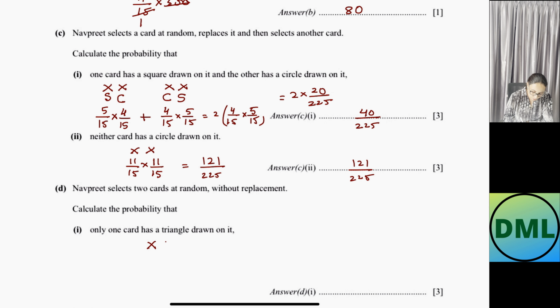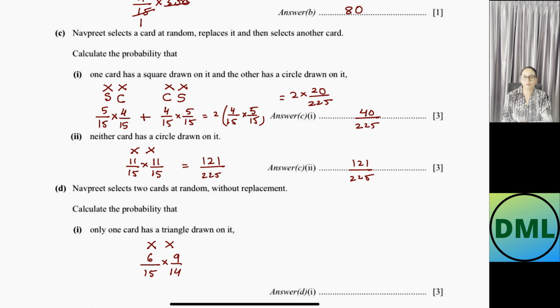So I am picking 2 cards without replacement. So only one card has a triangle drawn on it, and the number of triangles is 6 in total. So the probability is given as 6 over 15. Next, I don't want to pick a triangle because I already picked a triangle. So the other shapes are square and circle. Squares and circles are 5 plus 4, 9. This will be written as 9 over 14 because one card is reduced.